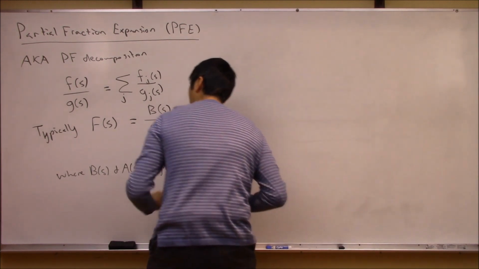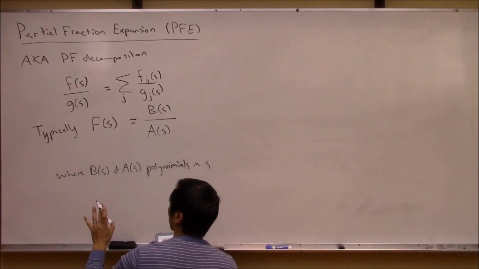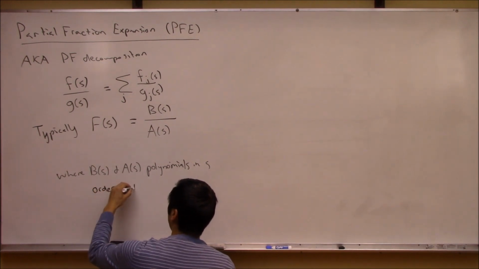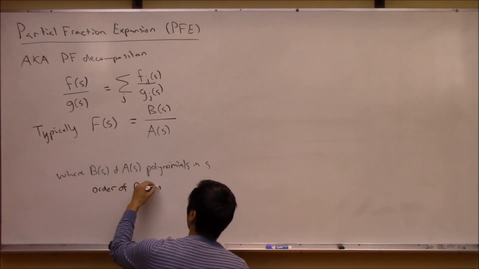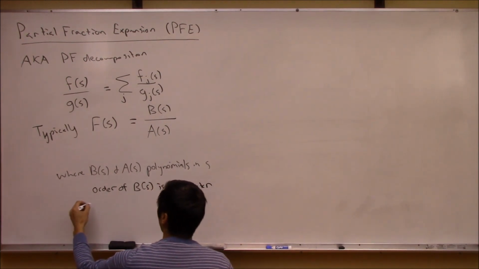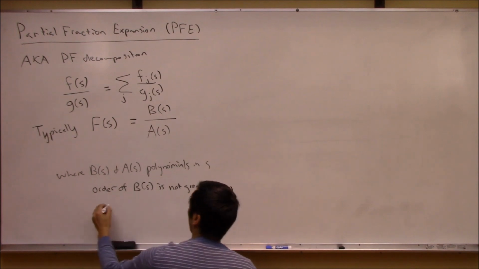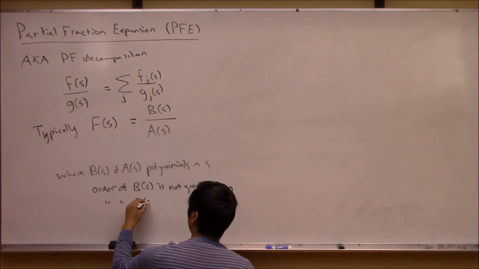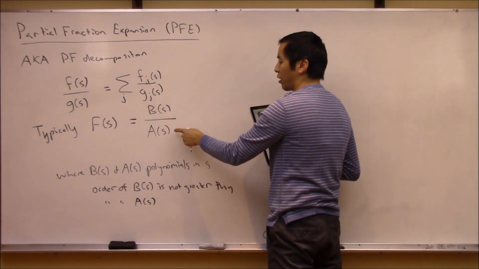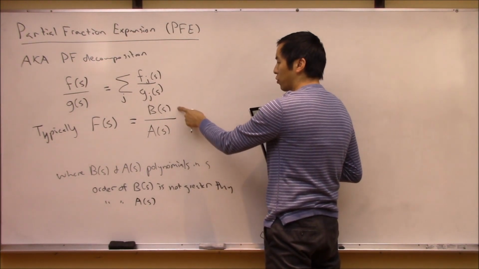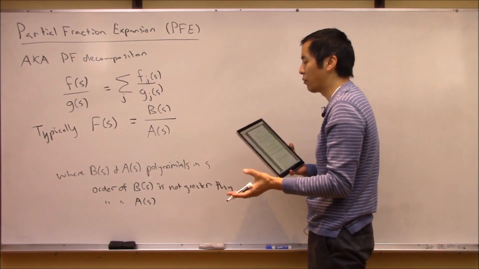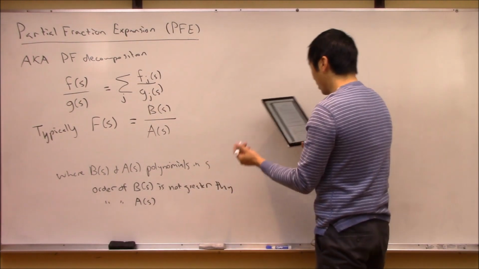in s, right? And typically the class of functions that we want to consider here are those where the order of b of s is not greater than the order of a of s, right? So the order of the denominator is greater than or equal to the order of the numerator. That's typically the family of functions that we want to look at here.